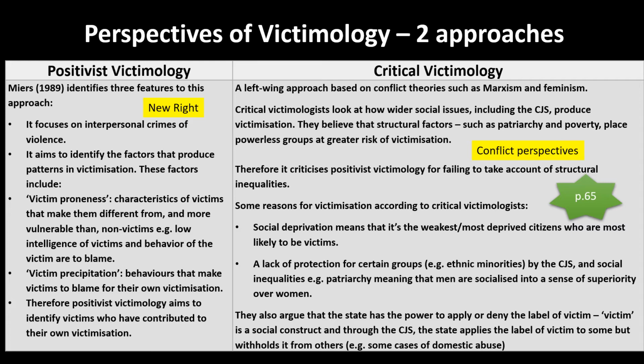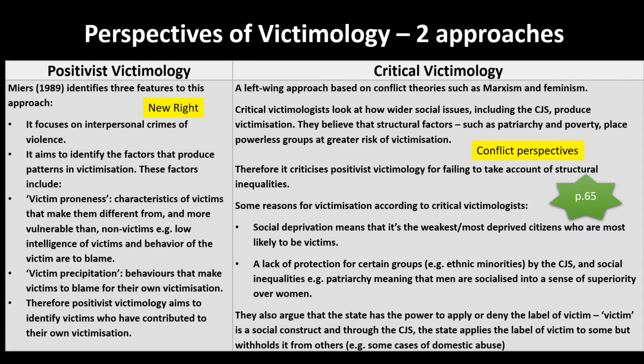So we'll quickly recap those, and then there's a task on the following page for you to attempt. So this focuses on interpersonal crimes, positivism. This is the work of Miers, and it identifies three key elements. Now, I know there's 5 bullet points in your pack, but some of these are broken down. So the first thing, it focuses on interpersonal crimes of violence. That's the main thing it focuses on, violent crime. So it isn't really considering other forms of crime.